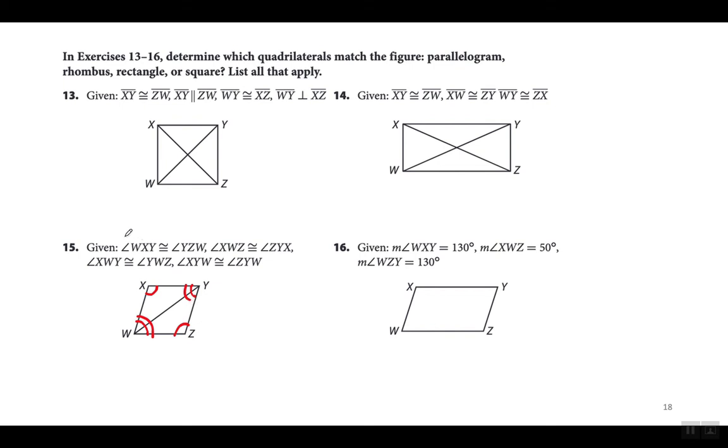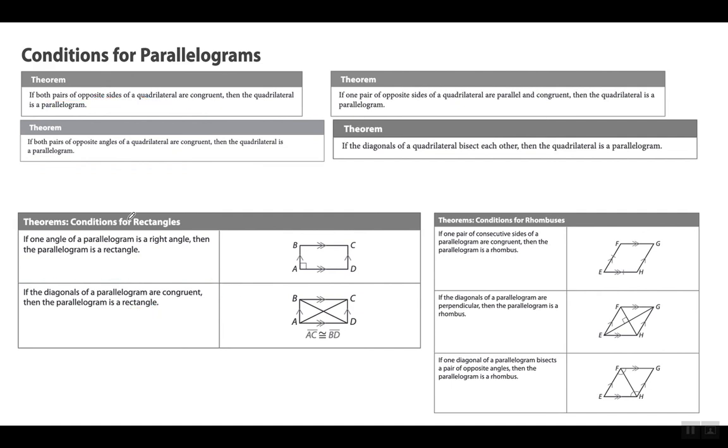All right, so first of all, just to not do everything at once, let's just look at that. With that condition, that means we have a parallelogram, because if you look over here, if both pairs of opposite angles of a quadrilateral are congruent, then you have a parallelogram, and that's what we have.